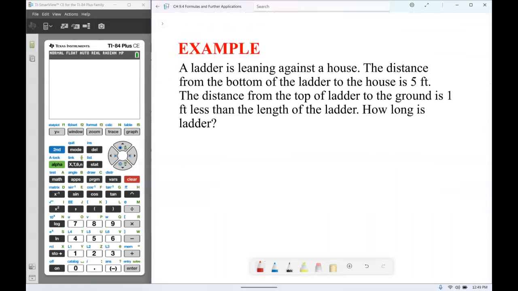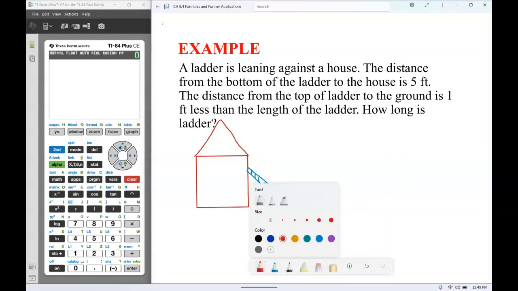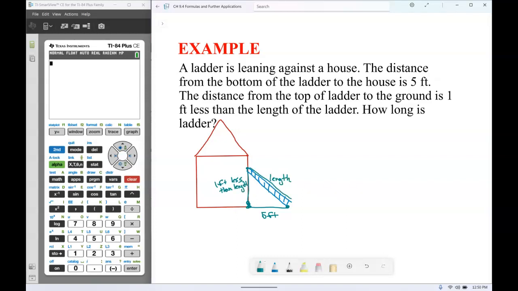So we have a ladder leaning against a house. Draw a picture. It's going to help with the visualization. Doesn't have to be Rembrandt quality. The distance from the bottom of the ladder to the house is 5 feet. The distance from the top of the ladder to the ground is 1 foot less than the length. And we have the length of the ladder, and we want to solve for how long the ladder is.